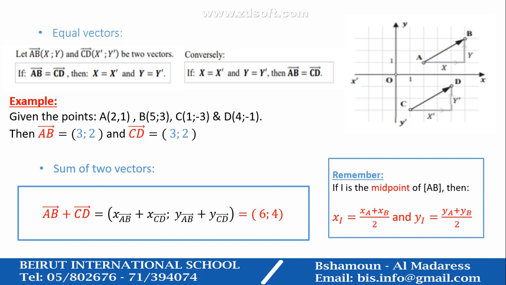Don't forget that if you want to calculate the coordinates of a midpoint, you must follow this rule. x of I, where I is the midpoint of segment AB, is xA plus xB over 2, and the ordinate of I equals yA plus yB over 2.